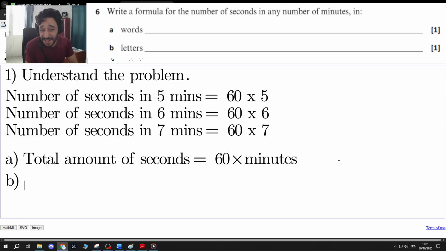Now, how do I write it in letters? I'm basically going to grab the same formula that I came up with, and I'm just going to replace these words with corresponding letters. And since the question did not tell you what to replace it by, you can replace it with whatever you want. Now, for the sake of being simplistic, seconds stands for S. So I'm going to say S equals 60 times minutes, which is M. Done. I have created my own formula to know the number of seconds in however many minutes.